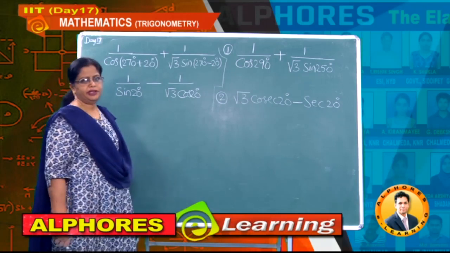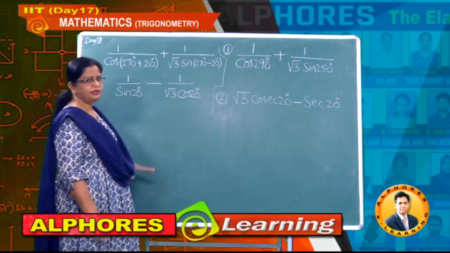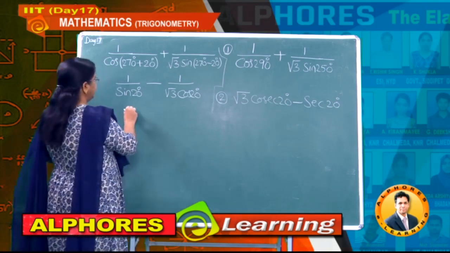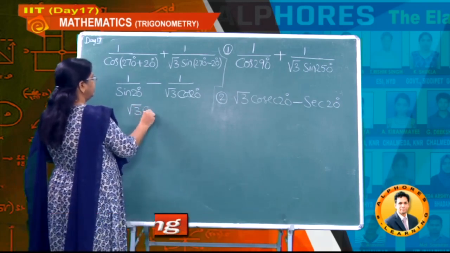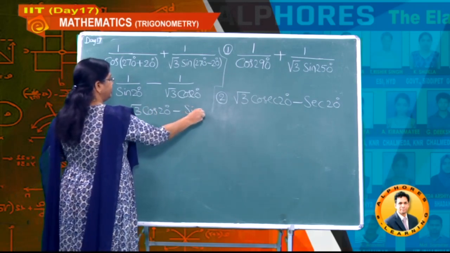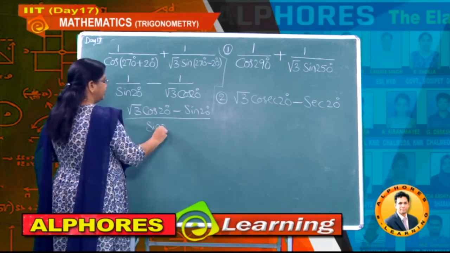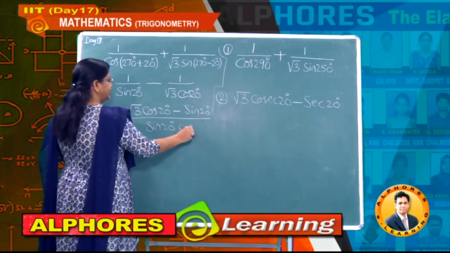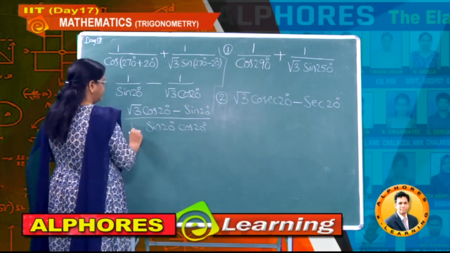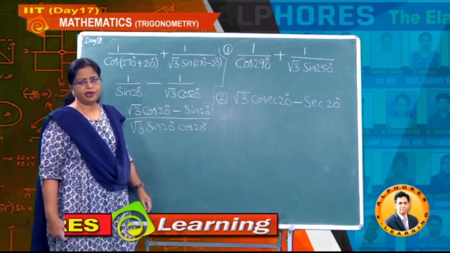We don't know the sine or cos of 20 degrees, so the other step is to use just algebra, that is LCM. So, I am writing here root 3 times cos 20 degrees minus sine 20 degrees, divided by the denominator, which is sine 20 degrees into cos 20 degrees, and this one is root 3. Okay. So, students, this is the value you got now.